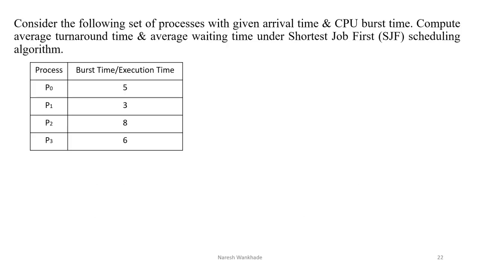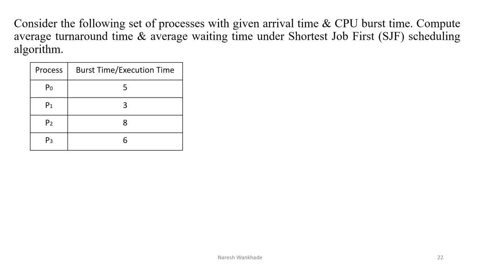Let's have one problem based on the Shortest Job First scheduling algorithm. We have a set of processes with given arrival time and CPU burst time, and we are asked to compute the average turnaround time and average waiting time under Shortest Job First. We have taken the same problem as we have seen in the previous video. We have processes P0, P1, P2, P3. Four processes are there, and the burst time, that is the execution time, for each process is given.